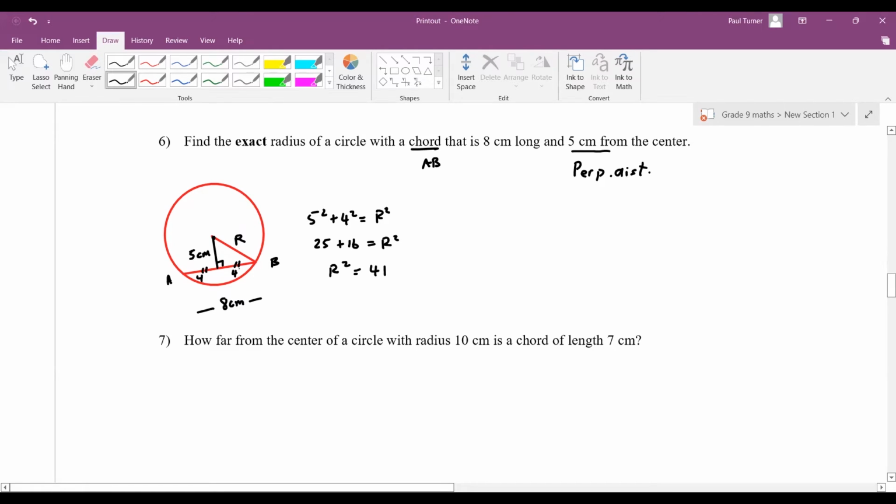Okay, some of you may have used 8 here, so you've probably got a wrong answer if you used 8 instead of 4. So that's a common error. So r will be the square root of 41. And if you wrote a decimal, that would be root 41, which is 6.40, so 6.40 centimeters. Okay, but the exact form, which is what is asked here, would be this number here. So in the test, this is what you would write rather than the decimal. That would be root 41 cm. So that's your answer for question 6.